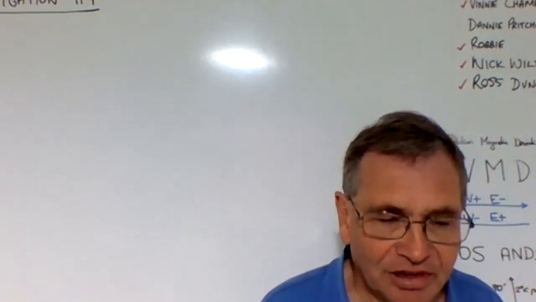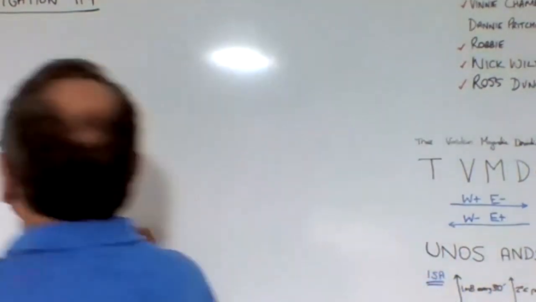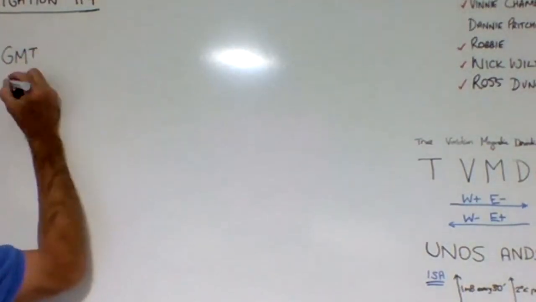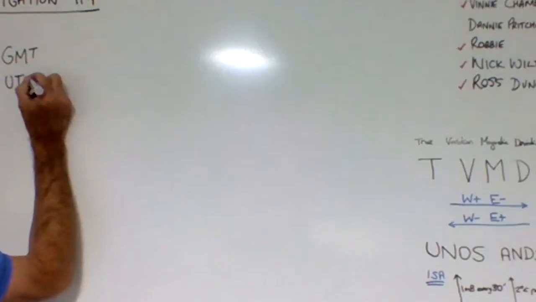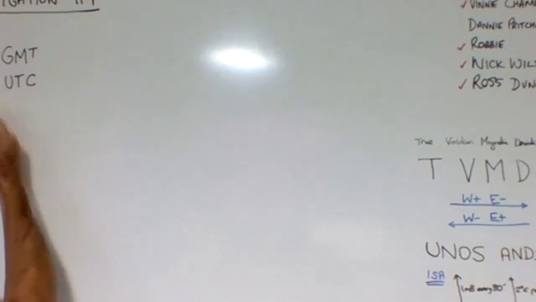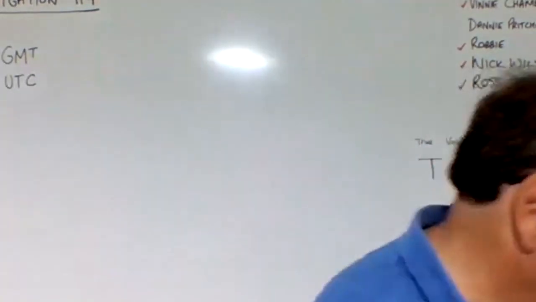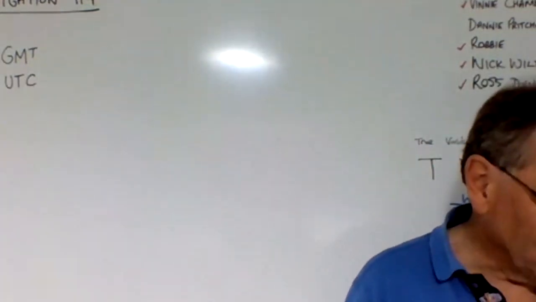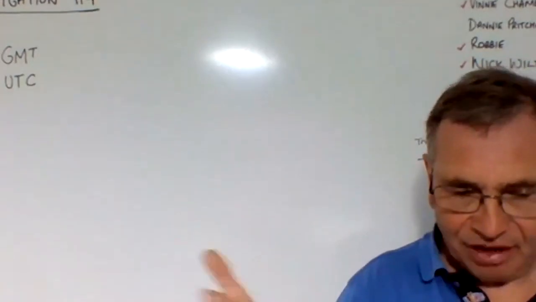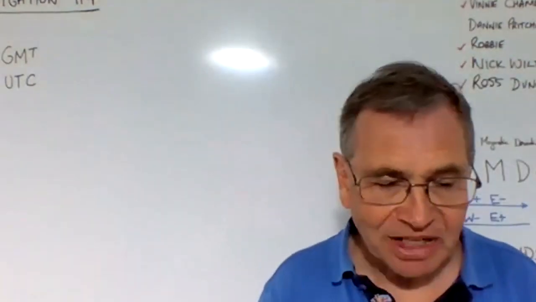However, things have moved on, and we don't use GMT anymore. We use something called UTC, Universal Time Coordinated, and UTC is basically GMT, but it's just a slightly more accurate way of representing Greenwich Mean Time.